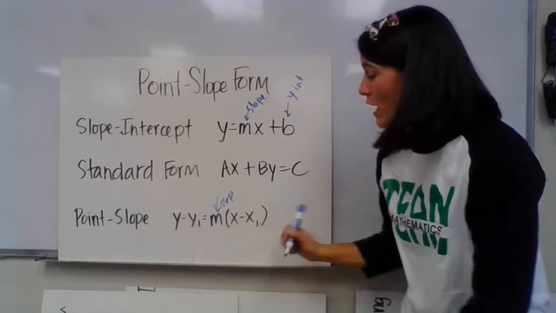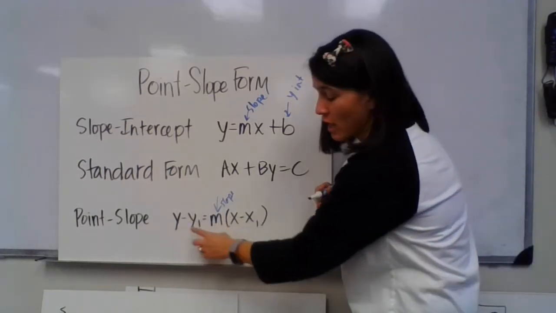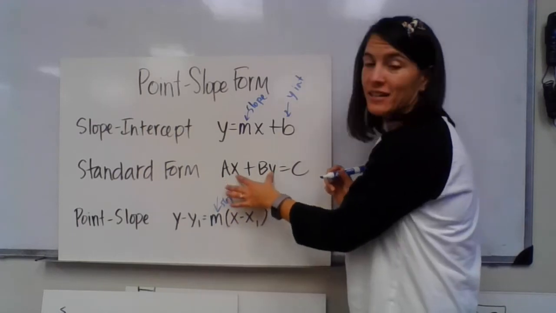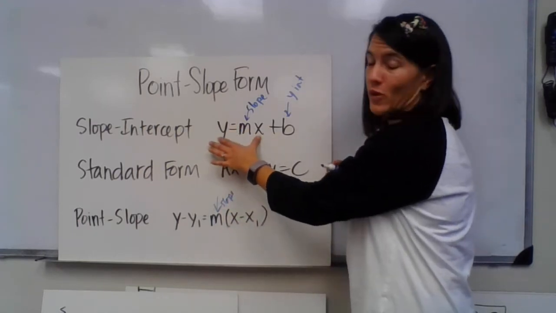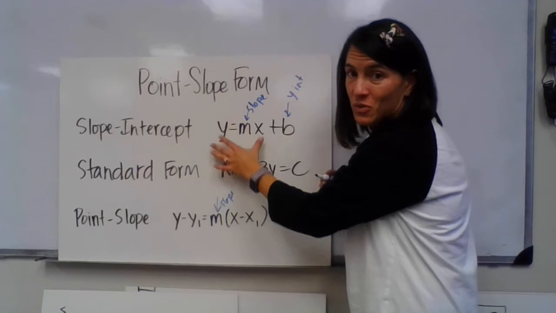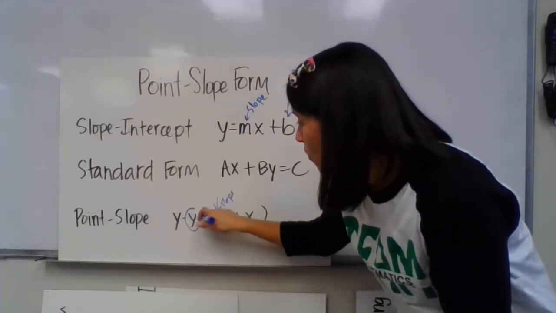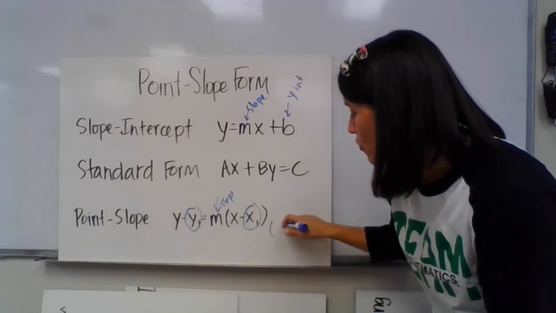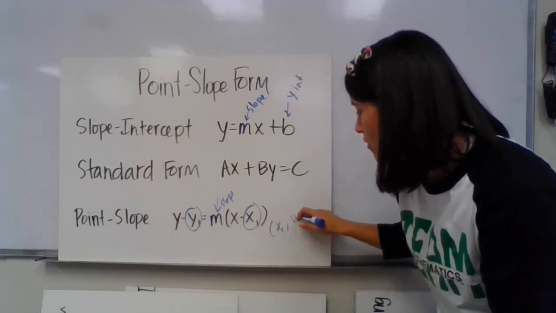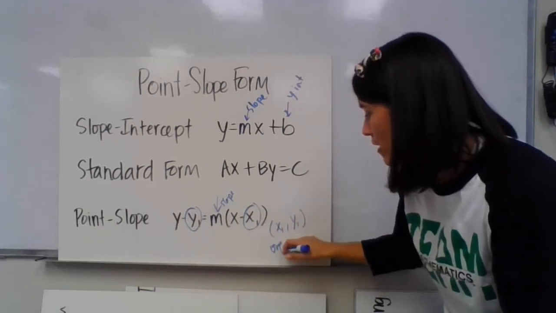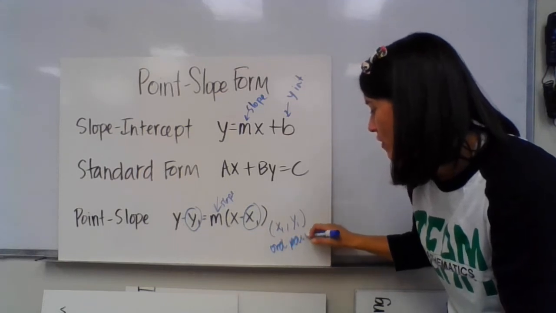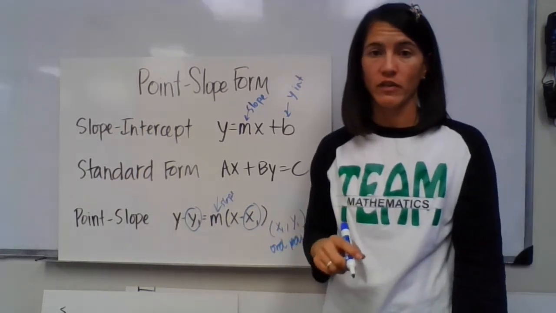The x and the y, just the regular x and y, are going to be x and y in your equation. Notice all these equations have an x and a y. The x1 and the y1 are going to be your ordered pair, the ordered pair that you're given in the problem.